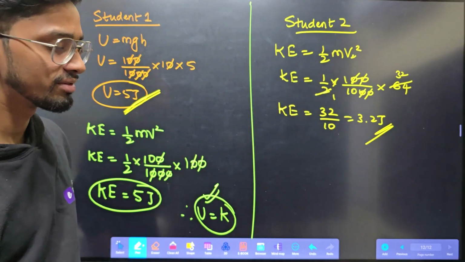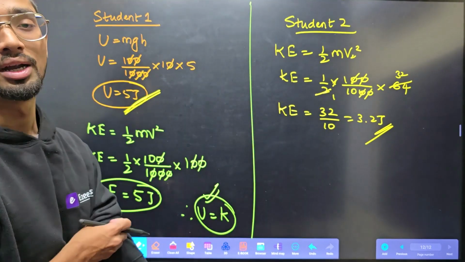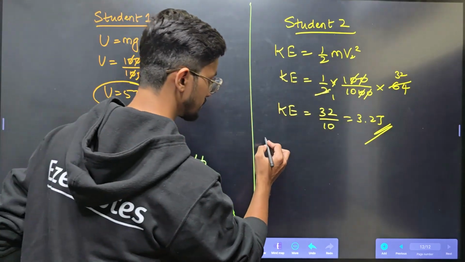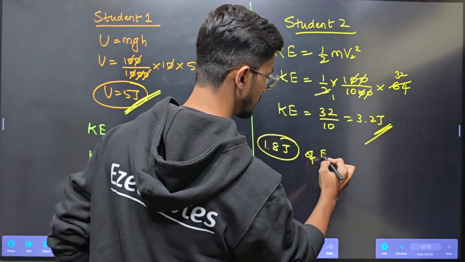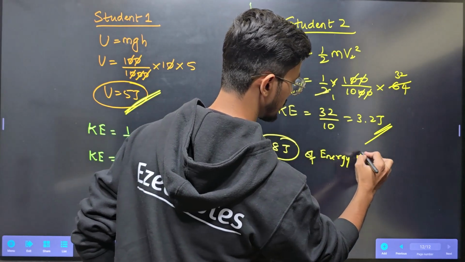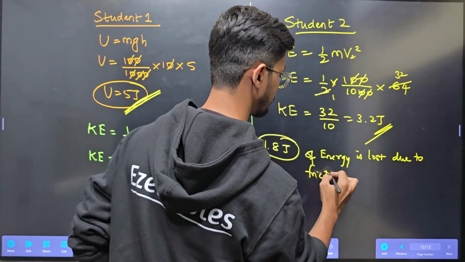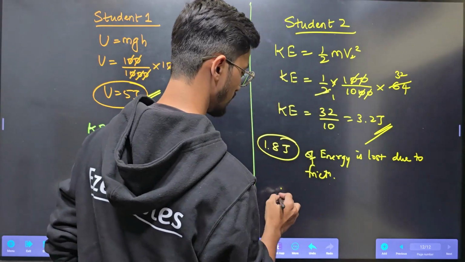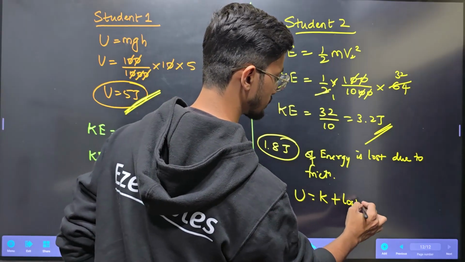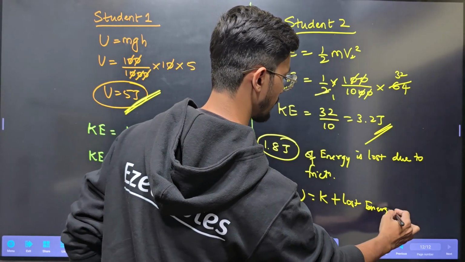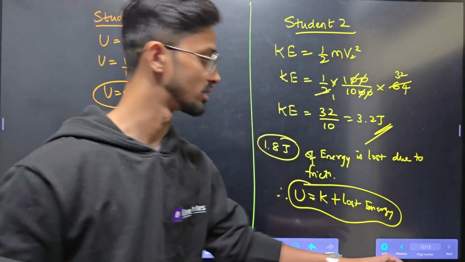But potential energy is 5. So where is the rest of the energy? It is lost in the form of heat. That is nothing but how much? 1.8 joule of energy is lost due to friction. Okay. So therefore we can say that U is equal to kinetic energy plus lost energy. Total energy, potential energy got converted to kinetic plus some lost energy.